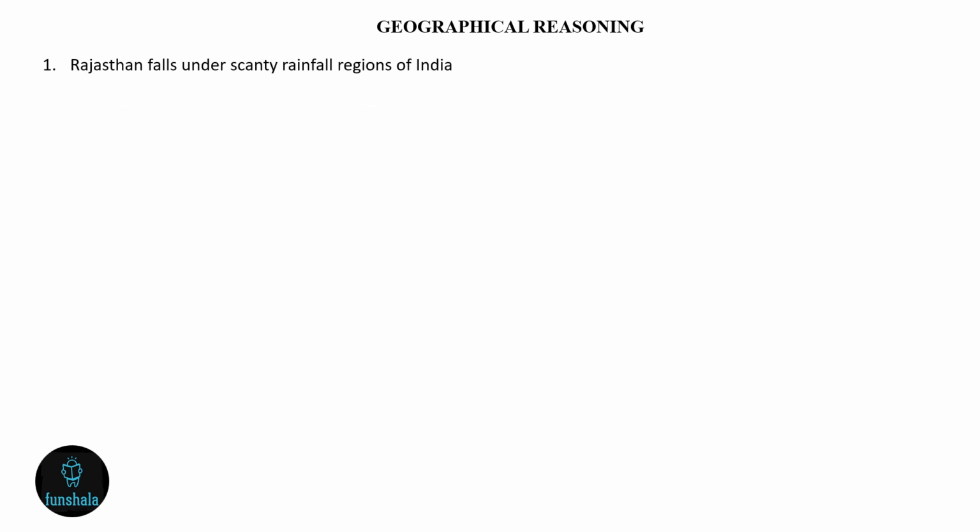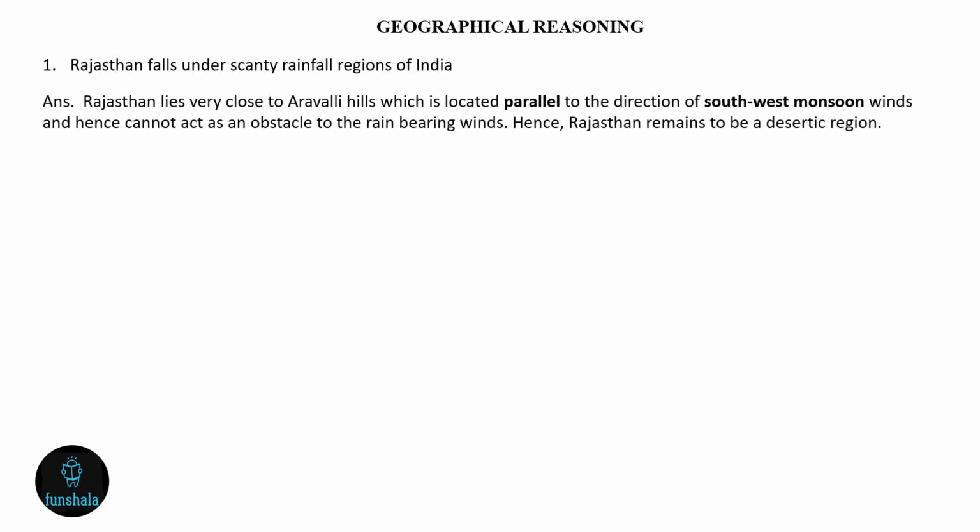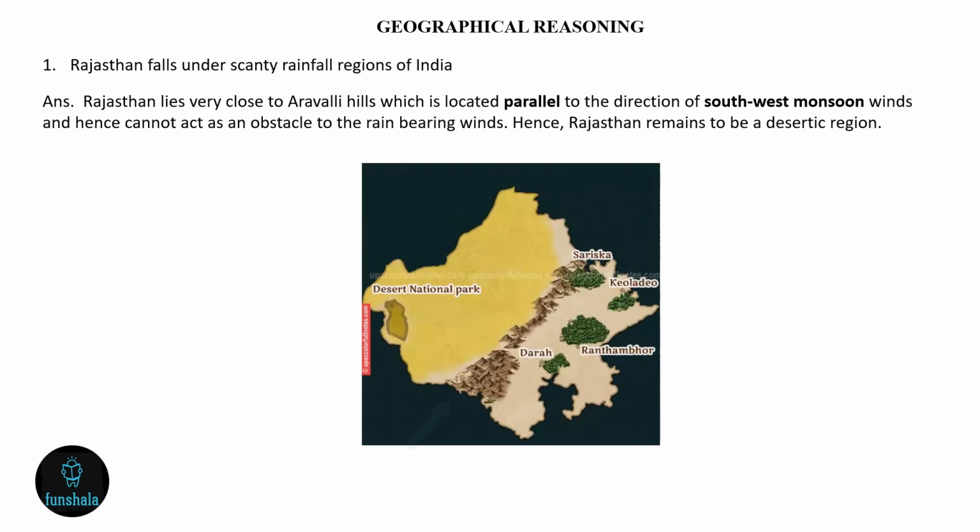First, Rajasthan falls under the scanty rainfall regions of India. Answer: Rajasthan lies very close to the Aravalli Hills, which are located parallel to the direction of the southwest monsoon winds, and hence cannot act as an obstacle to the rain-bearing winds. Hence, Rajasthan remains a desertic region.